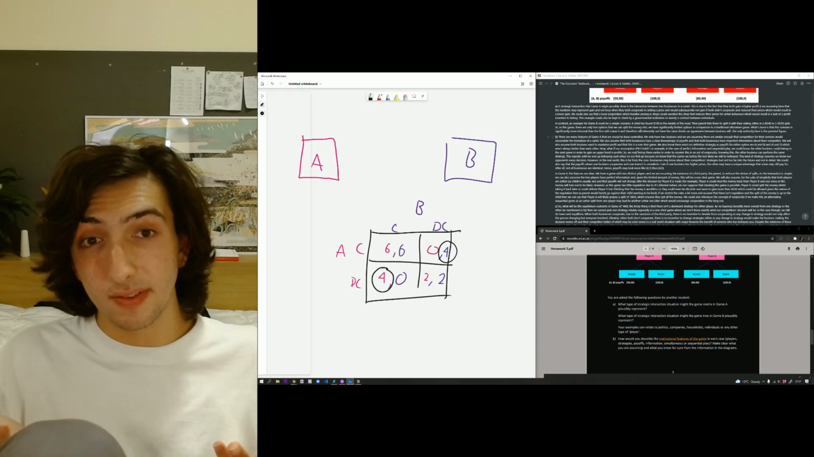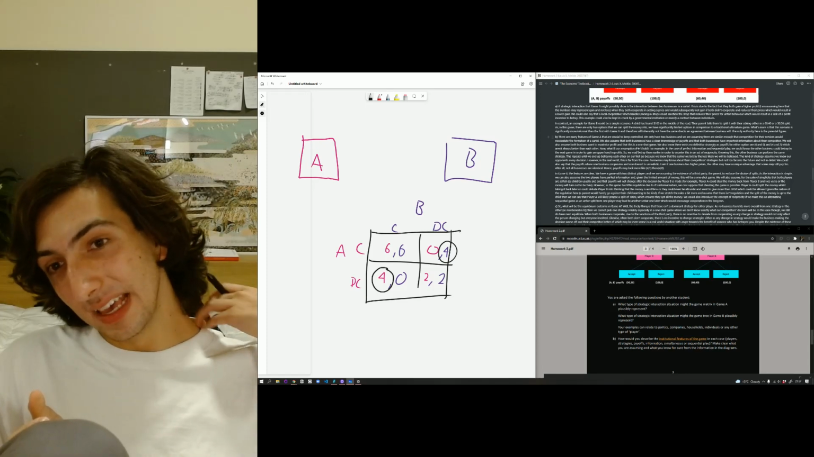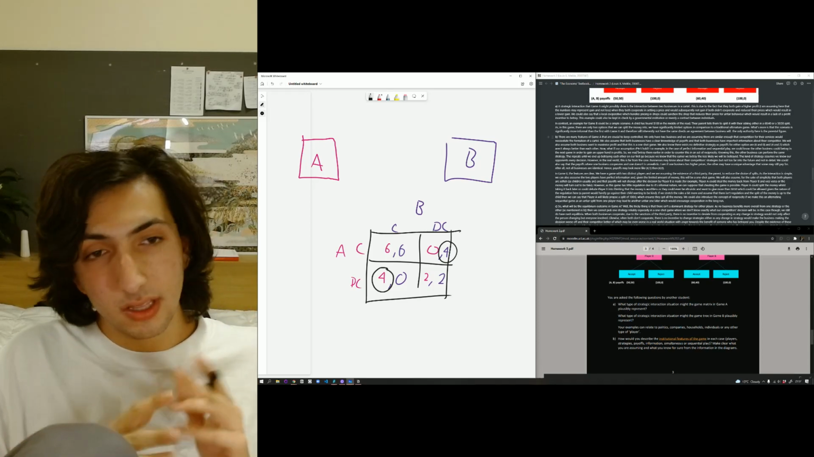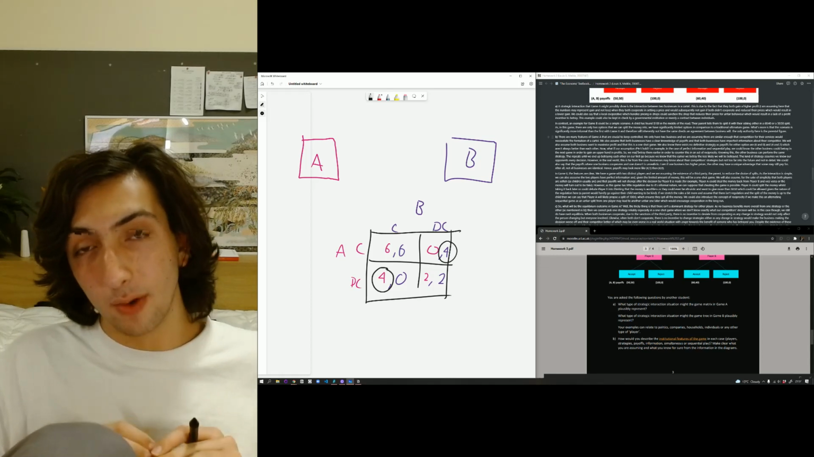It's not definitive, it's a one-shot game. We don't know it isn't. But we're going to assume it is. And we're also going to assume businesses want to maximize profit here. Okay, there's a lot of assumptions. Now, what would the equilibrium be here?